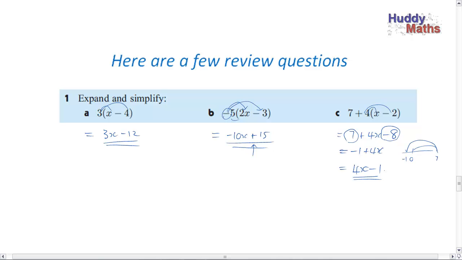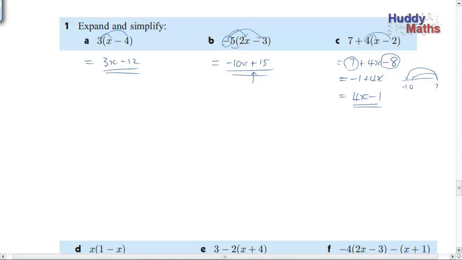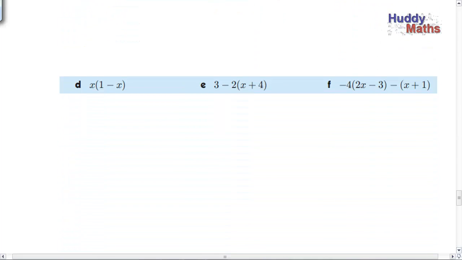How did you go? We were able to do those. Otherwise, you have to go back to part A of the textbook and practice from there. You should be able to do this from year 8. All right, let's go down to the next little example. Three examples here, so pause the presentation. I want you to have a go and then watch me do it.